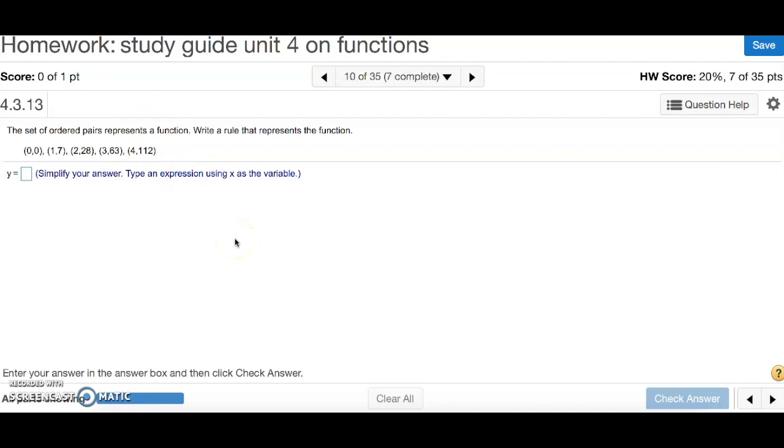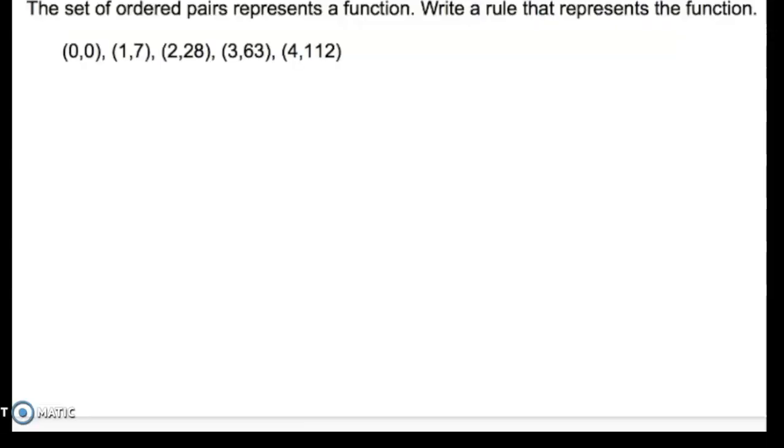Number 10. The set of ordered pairs represents a function. Write a rule that represents the function. So what we're going to do first to figure this out is to write the coordinates vertically. So 0, 0, 1, 7, 2, 28, 3, 63, and 4, 112.